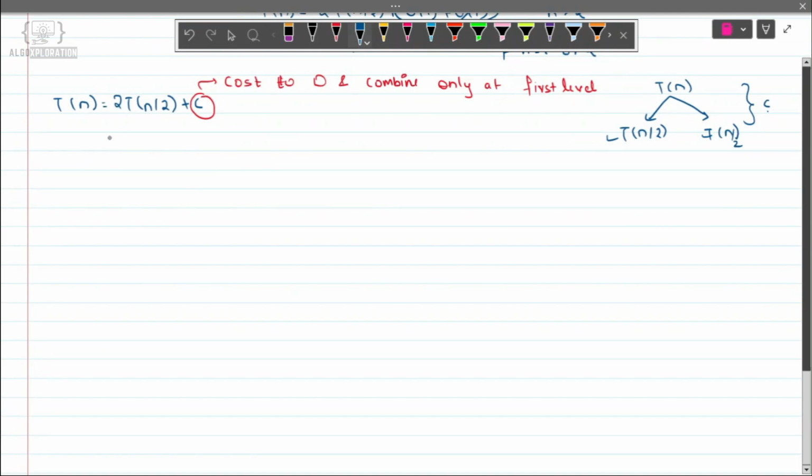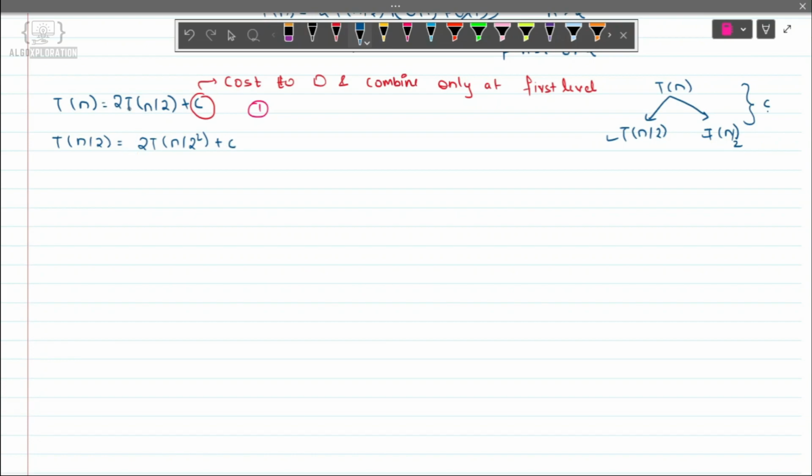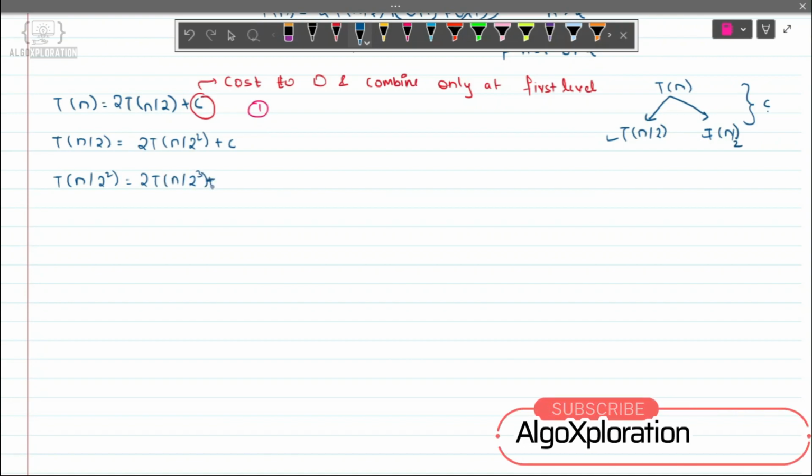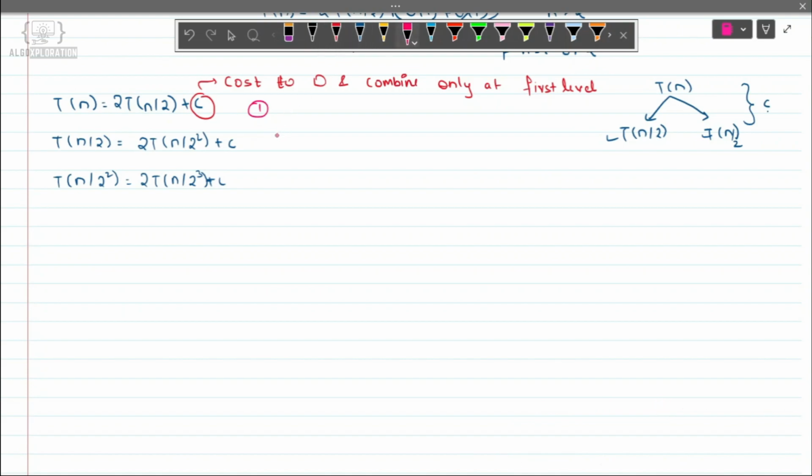Now let's see, this is the first equation. T(n/2) = 2T(n/2^2) + c. I have simply replaced n with n/2. So T(n/2^2) will be 2T(n/2^3) plus c. So this will be the second equation and this will be the third equation.